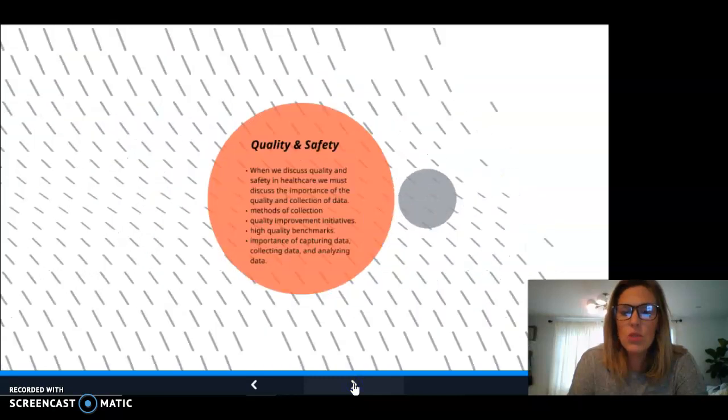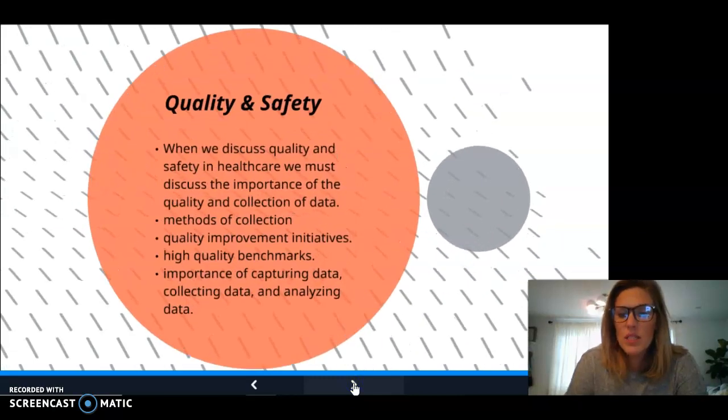Lastly, we're going to take a closer look at quality and safety within healthcare and as nurses. The collection of this data is a very important discussion that needs to be had. The type of information and the quality of the information that we're collecting to gather and to make better decisions and improve healthcare is an important topic. The methods of collection, the quality of the improvement initiatives, high quality benchmarks, the importance of capturing data, collecting it, and analyzing it.